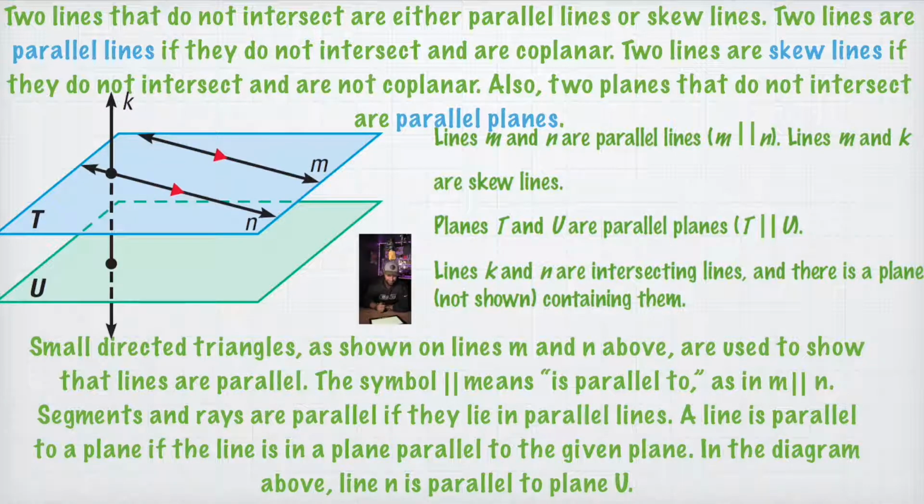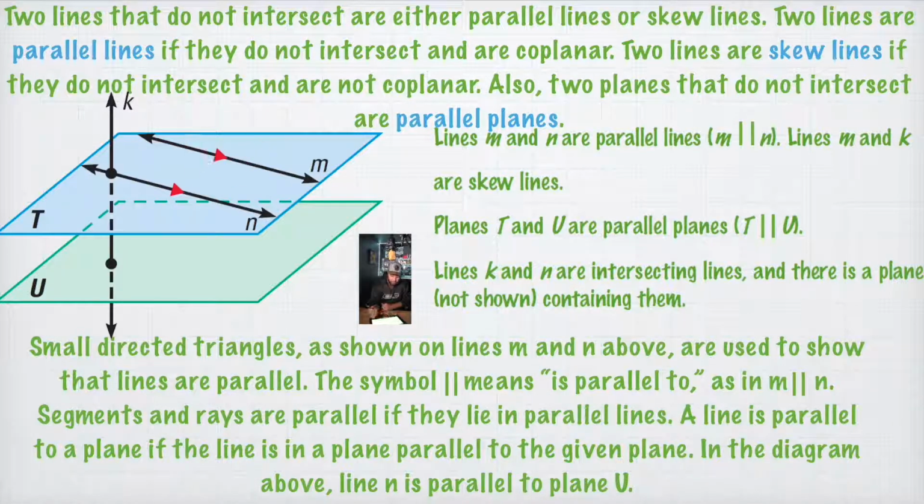But then we are going to look at planes. Planes can be parallel. Like plane T and U are going to be parallel planes. They never touch each other. Lines K and N are intersecting lines, and there is a plane not shown containing them. So there's a plane that holds both K and N, but it's not shown.